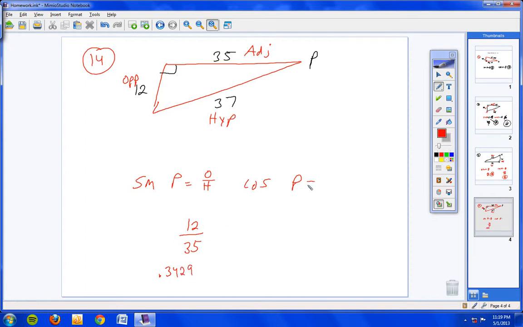Okay, cosine of p would be adjacent over hypotenuse. So adjacent is 35. The hypotenuse is 37. That cannot be reduced. So there's one answer. And then the other answer would be 0.9459. All right, let's continue on to number 15.